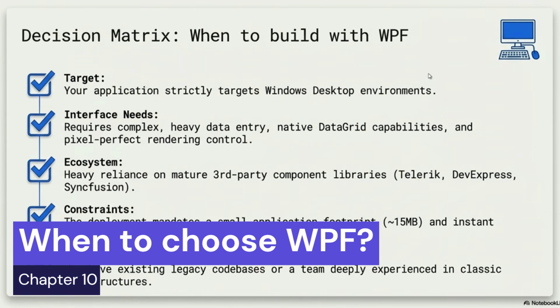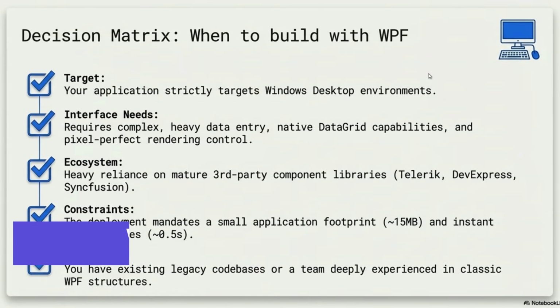So when should you choose WPF? Choose WPF when your application needs to run on Windows desktop. You need advanced desktop controls like DataGrid with built-in features. You're building a complex business application with rich UI interactions. When you need pixel-perfect control over rendering. When you want smaller application size and faster startup. When you are working with an existing WPF codebase or teams experienced in WPF. You might need mature third-party component libraries like Telerik, DevExpress, and Syncfusion. WPF excels at traditional Windows desktop applications. It's mature, well documented, and has a massive ecosystem of controls and libraries.